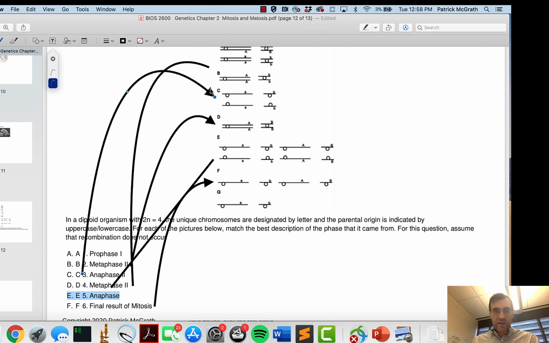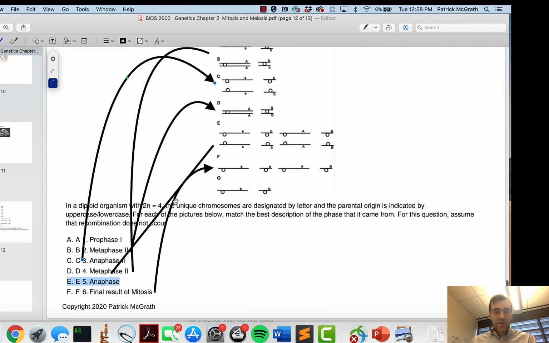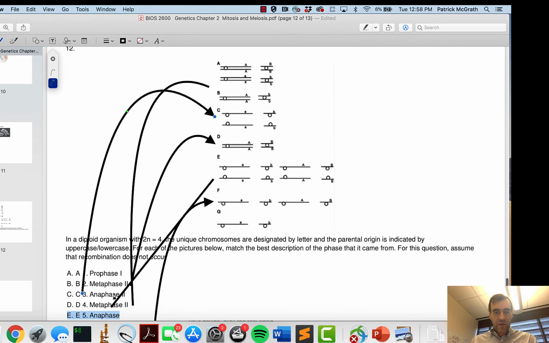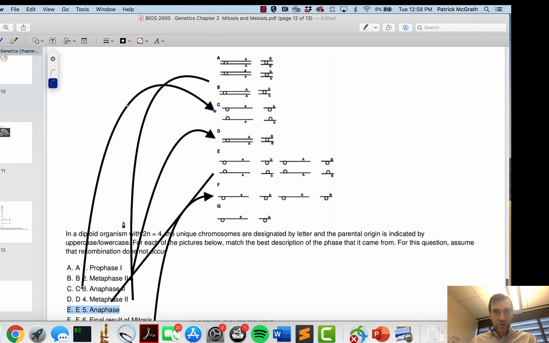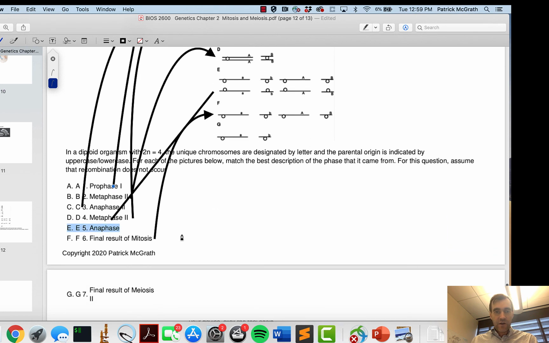Anaphase 2, you would match up with C, because we only have one copy of each homologous chromosome, and now they're actively starting to separate from each other. The last one to match would be prophase 1. In prophase 1, we expect the tetrad to form, and this right here looks like a good tetrad. The homologous chromosomes are paired together. And then the final result of meiosis 2, G, would be this, because we have a haploid cell with one copy of each.